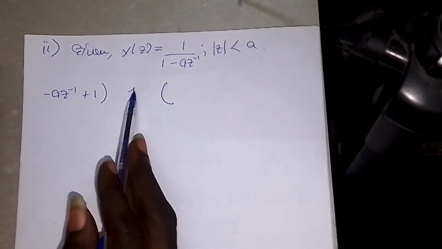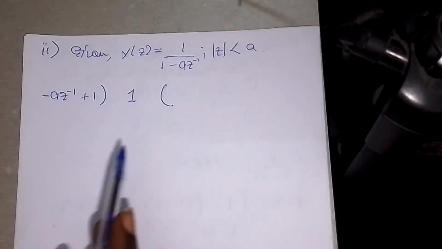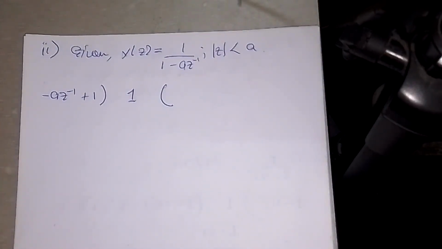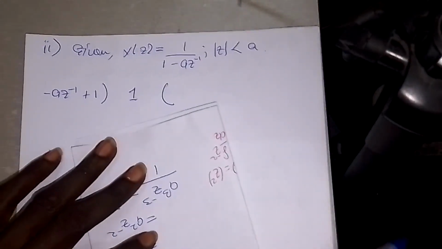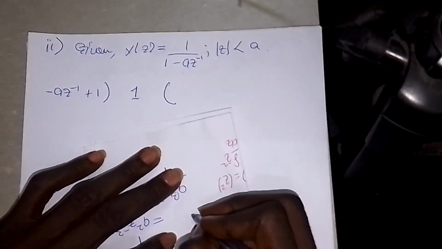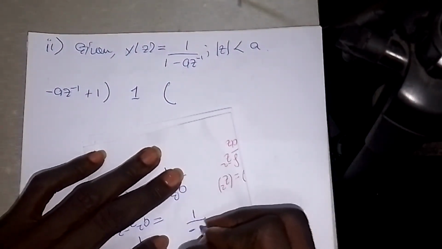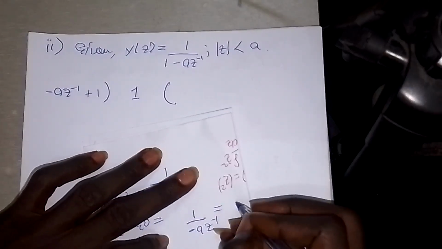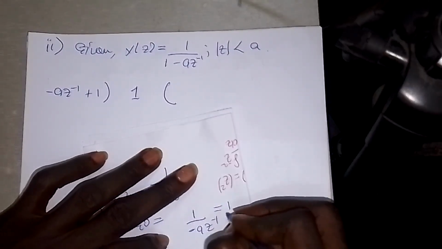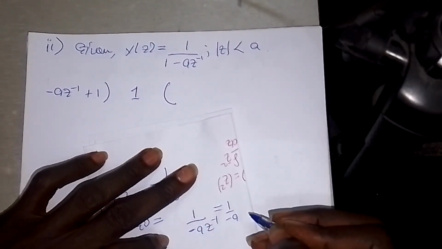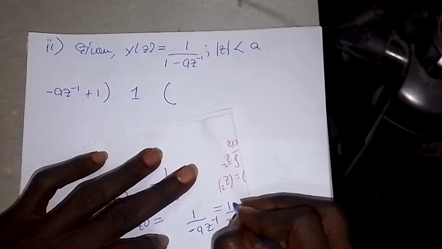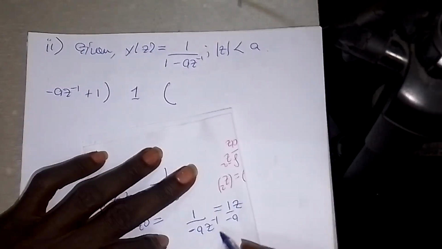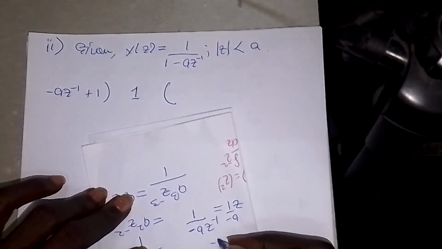How will you know? This is how you can actually know that. To know that, you can say that 1 over minus a z inverse is equal to what? This is equal to 1 over minus a, into z, into minus 1 over a into positive z.